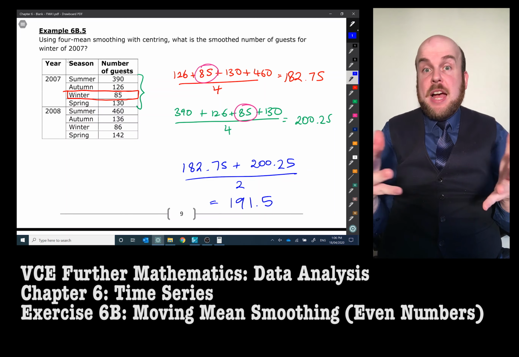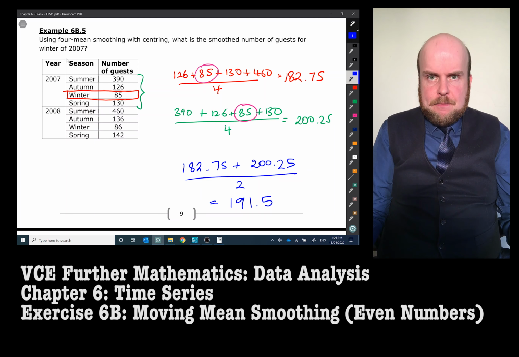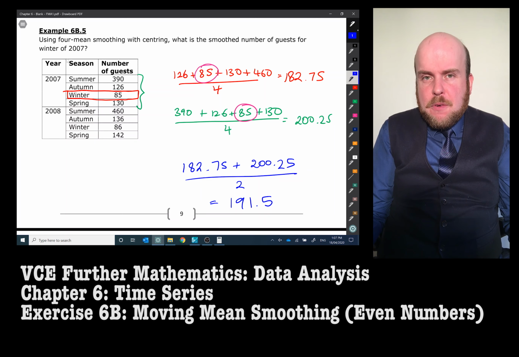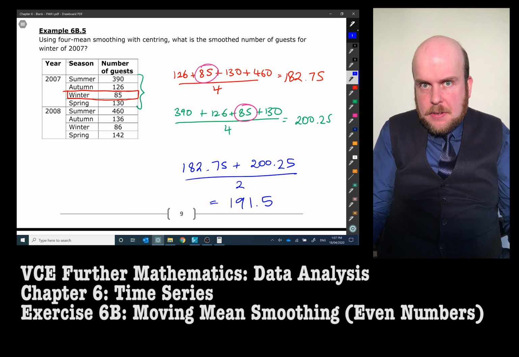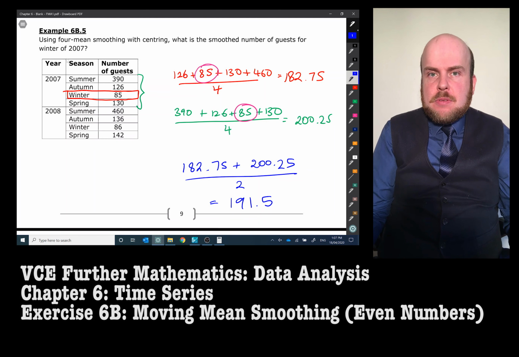Now you might be wondering, would you ever be asked an example where it says 4 mean smoothing without centering? Nah. For an even number, it has to be centered. For an odd number, you don't need to center it at all. But for an even one, yes you do.